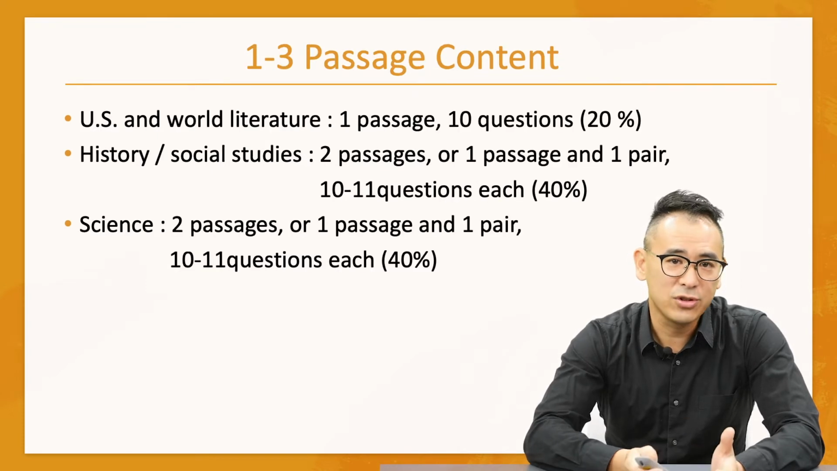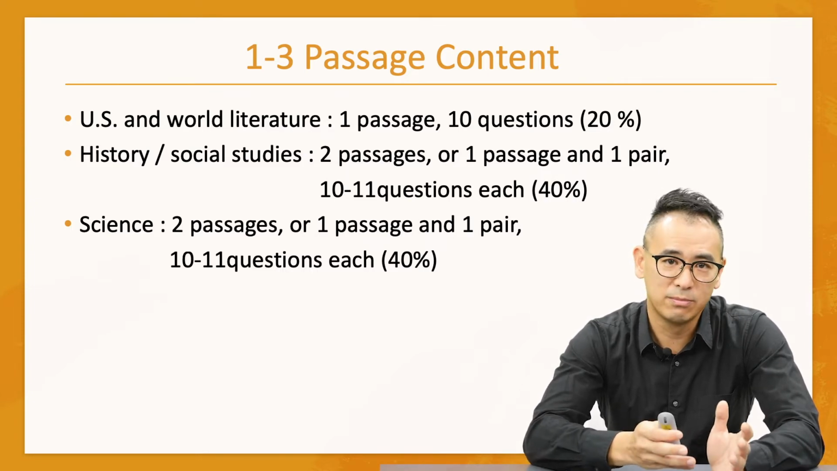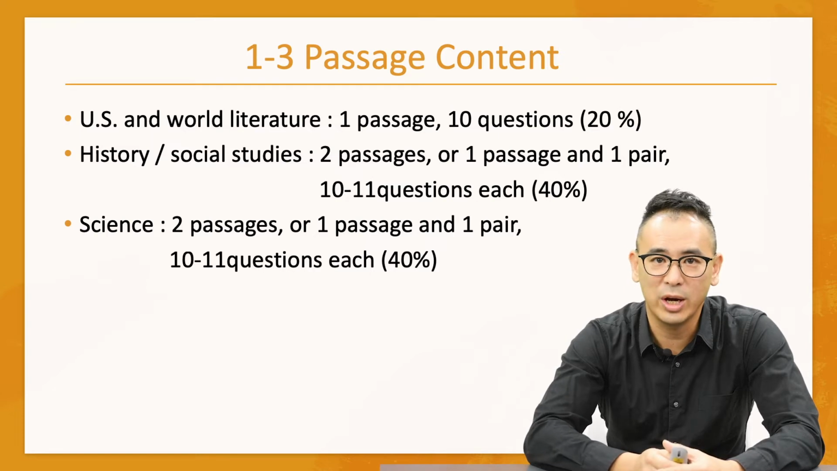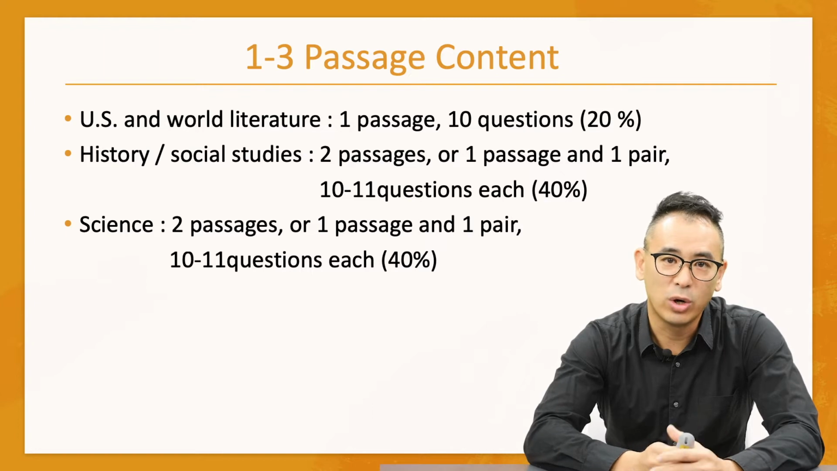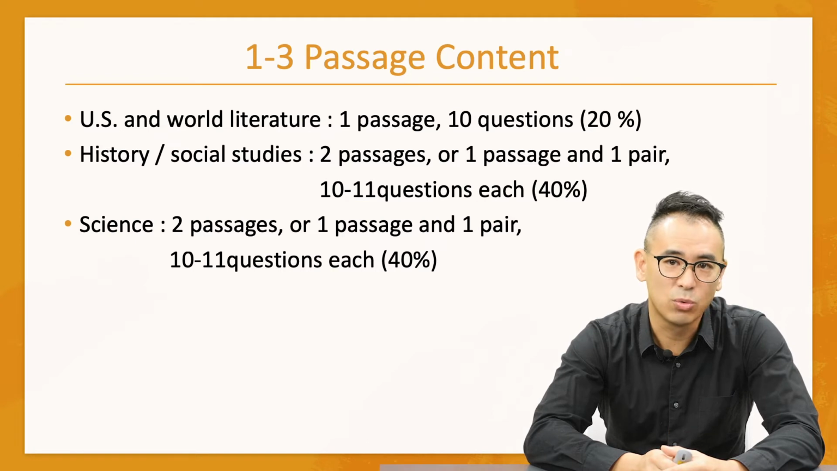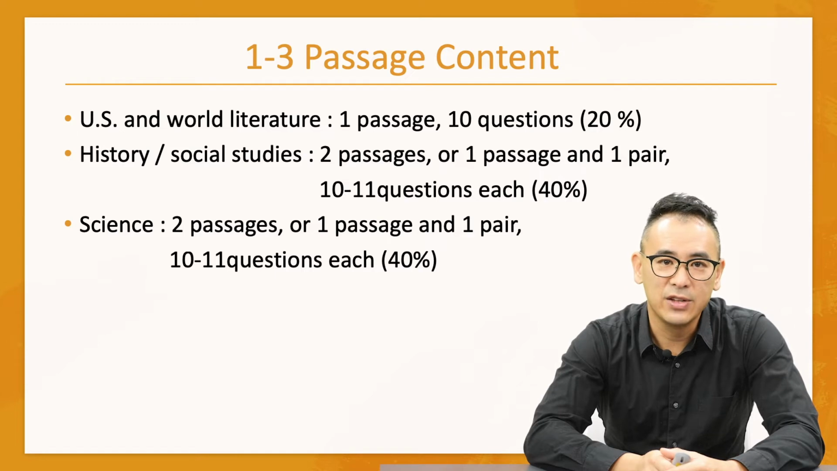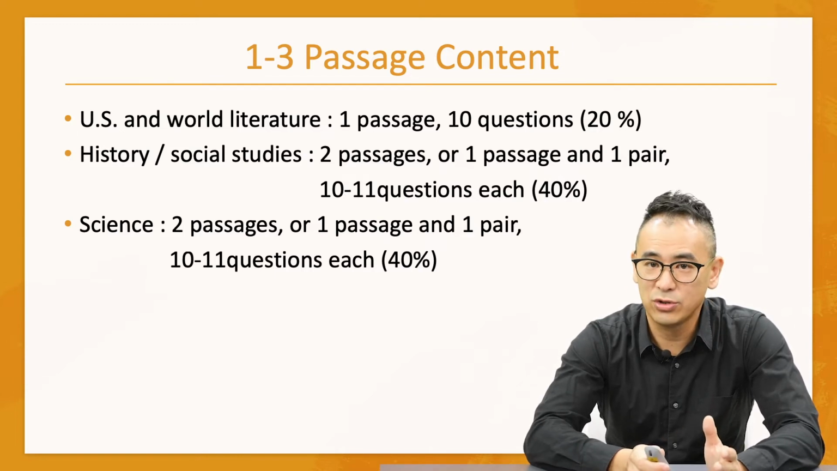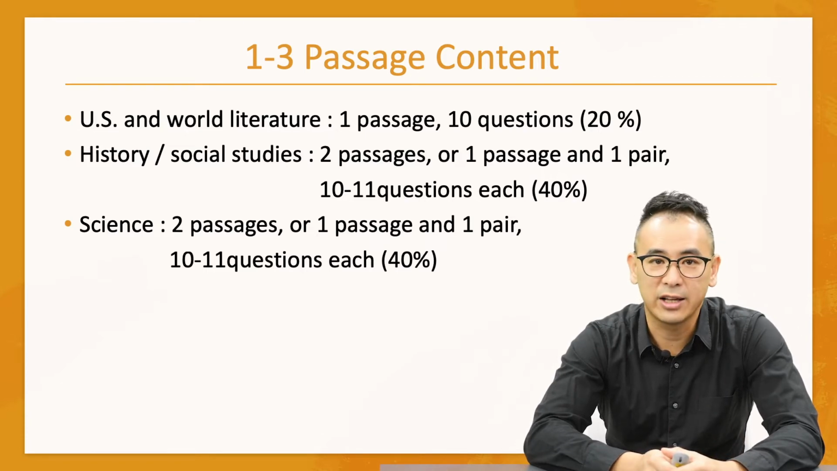Now, the passage content includes US and world literature, and of course it's the SAT, so it's mostly about literature in the US. There will be 1 passage, 10 questions, and that would account for 20%. As to history and social studies, there will be 2 passages or 1 passage and a pair, and 10 to 11 questions each. That accounts for 40%. And in science, there will be 2 passages or 1 passage and a pair, and again 10 to 11 questions each, accounting for 40%.